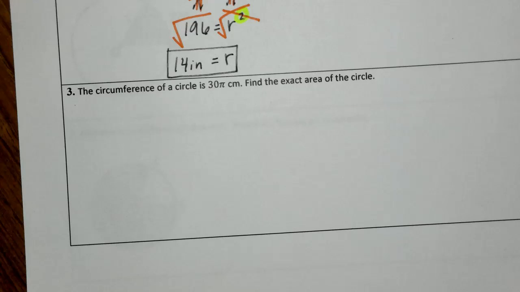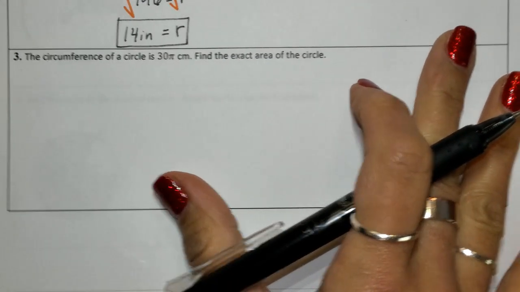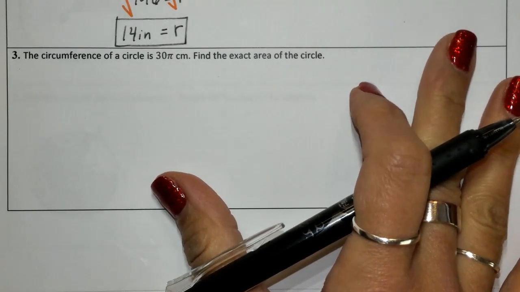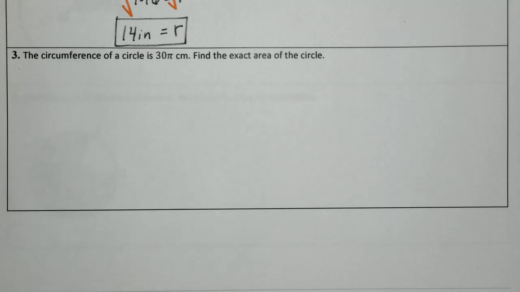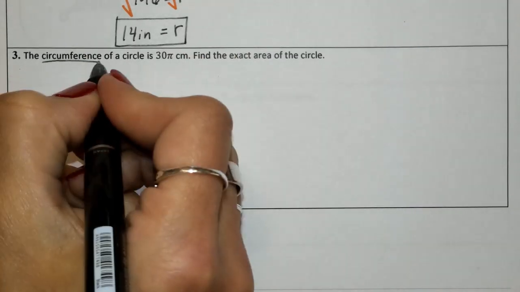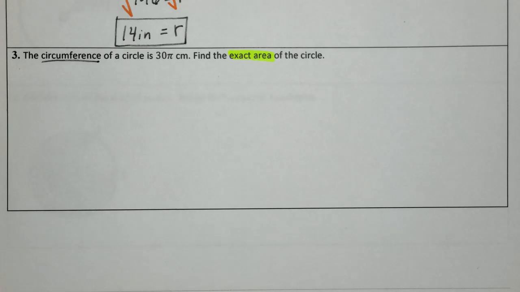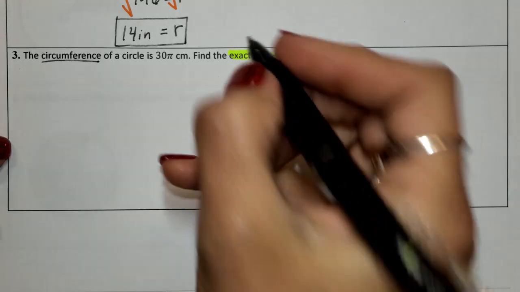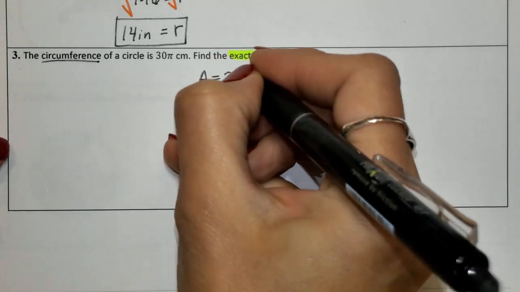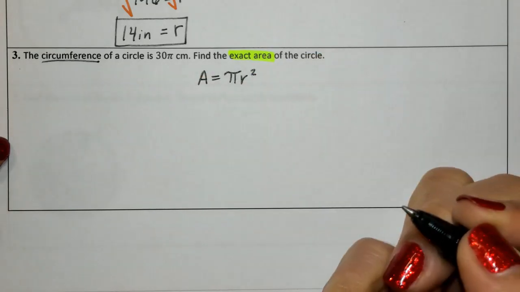The next problem we're going to take a look at, now I'm giving you the circumference. We want the area. Okay, so here is circumference, and we are looking for exact area in terms of pi. Do not put pi in the calculator. We want the pi symbol in our answer. Let's start with the circumference. We need the radius. Okay, your formula for area is pi r squared.